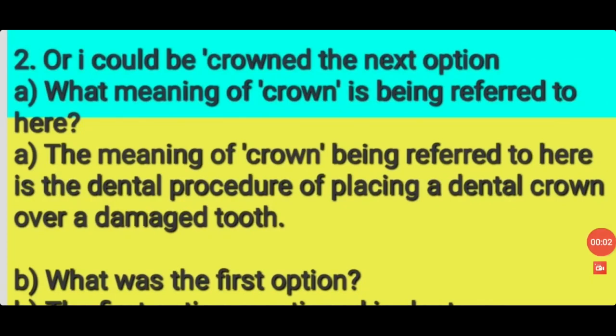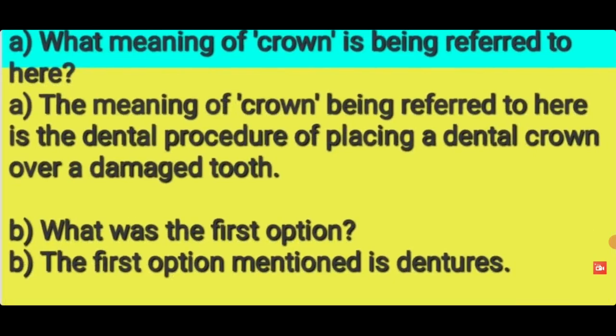Second one. Or I could be crowned, the next option. A. What meaning of crown is being referred to here? Answer. The meaning of crown being referred to here is the dental procedure of placing a dental crown over a damaged tooth. B. What was the first option? The first option mentioned is dentures.